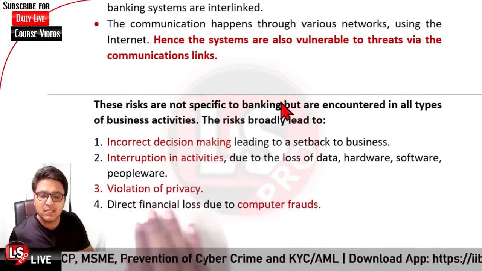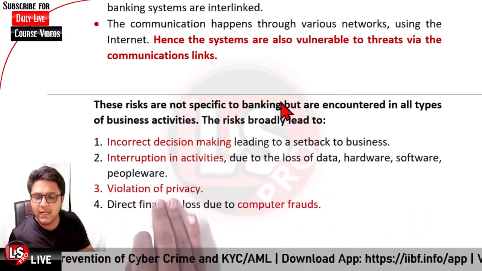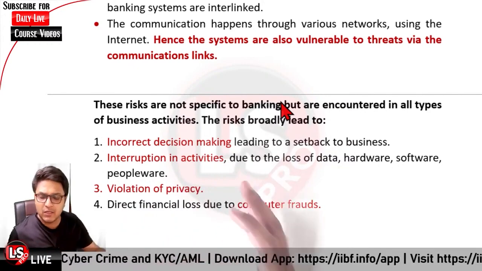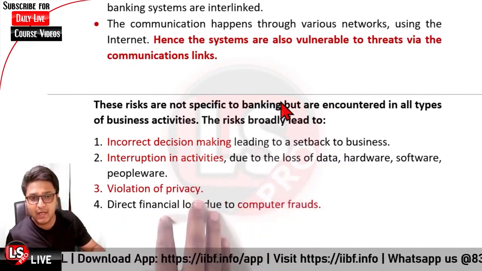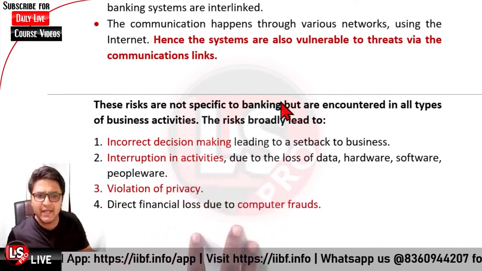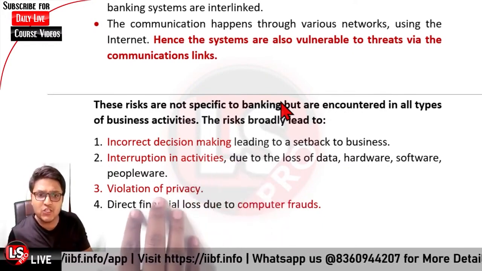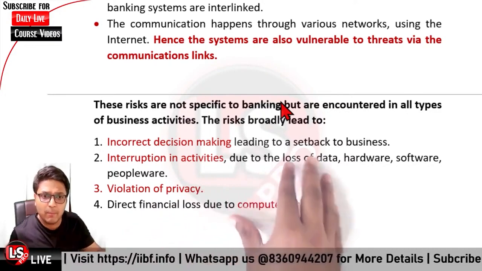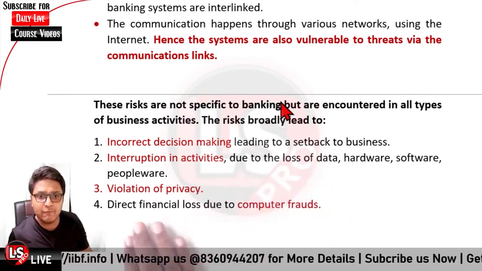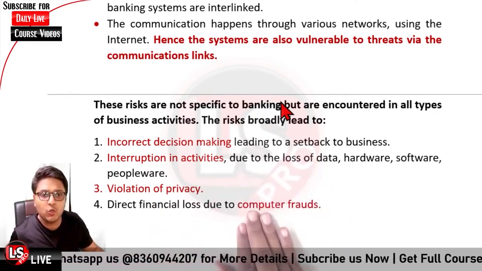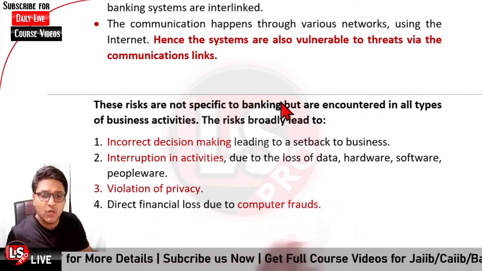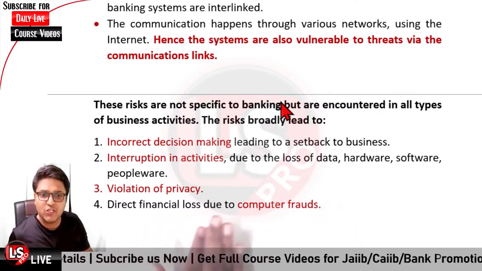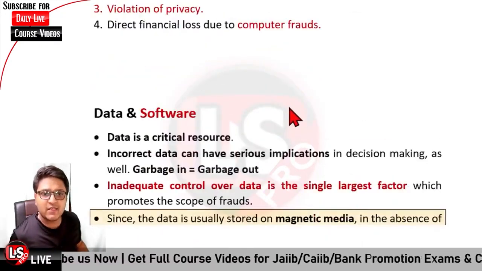Further, it could be regarding some policy that is there but is violated, because to err is human. Further, there could be some malafide intention behind it, some violation of the privacy policy. And further, direct financial loss due to computer frauds, which could cause direct financial loss.